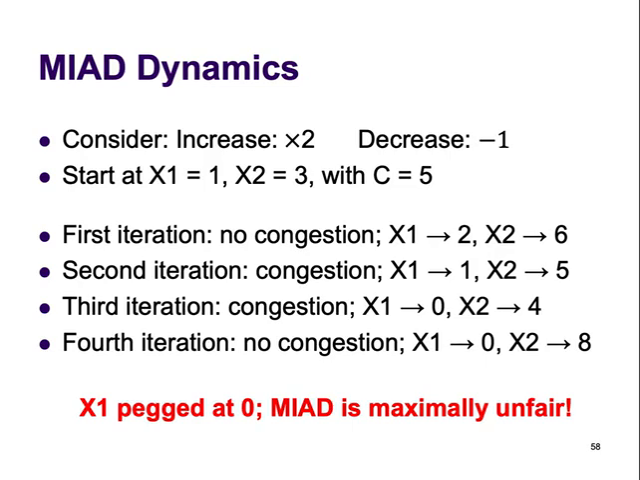If you look at it in terms of the graph, what you'll see is it moves along a direction that will take you to either the x or the y-axis. So play with it on your own, but what you should always find is that one of the flows gets 0 and the other one gets all the capacity. So MIAD is the worst of all these options.